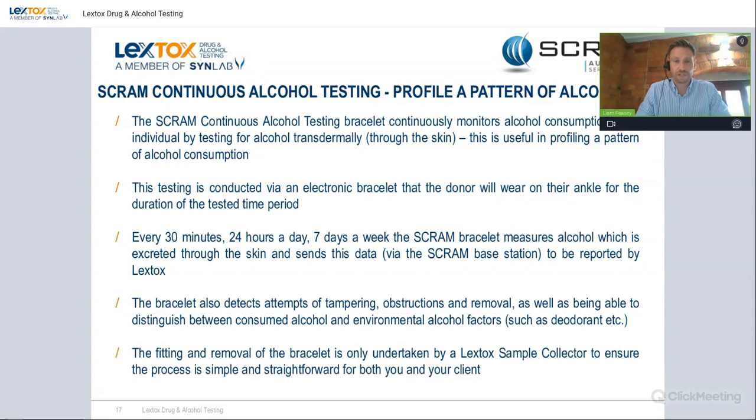So the device is fitted to the ankle and it's worn continuously. And then it syncs wirelessly to a base station, which is set up in the participant's home via Wi-Fi connection, and it syncs wirelessly twice a day, and it downloads the readings from the SCRAM bracelet. The base station unit then sends that information through to us, and then we can look at those results and prepare a report on those results every 30 days, typically, that the SCRAM bracelet is worn.